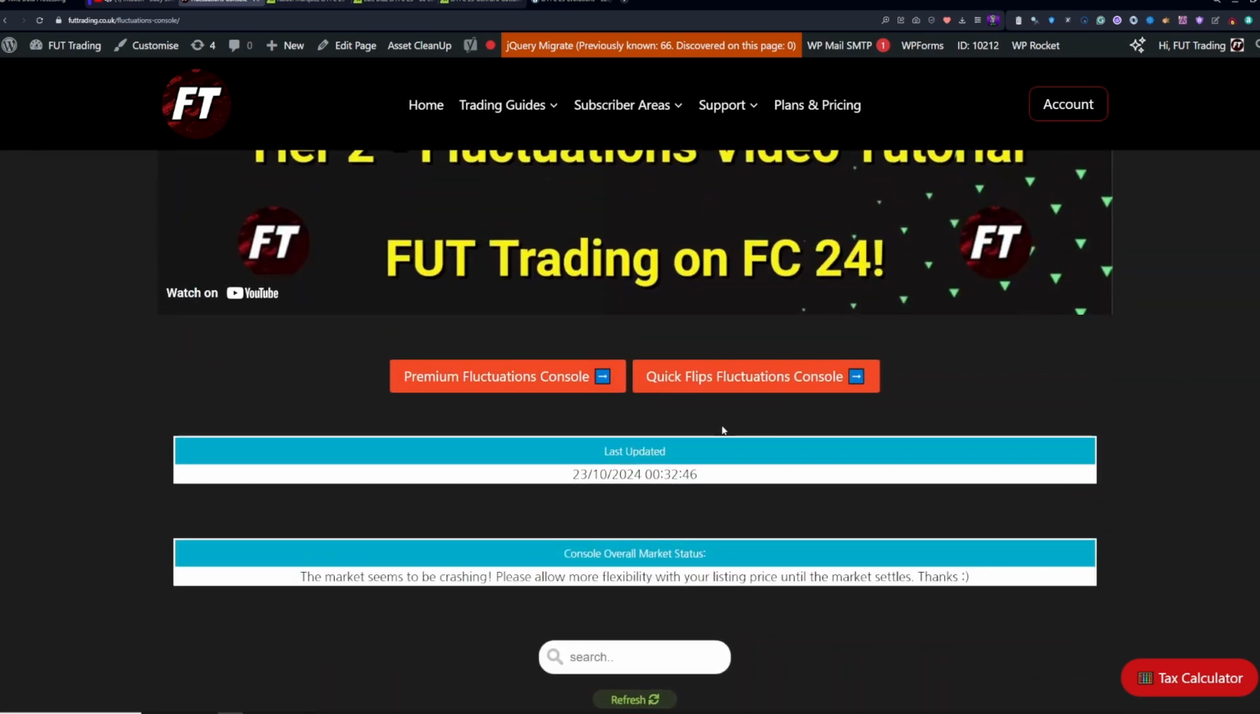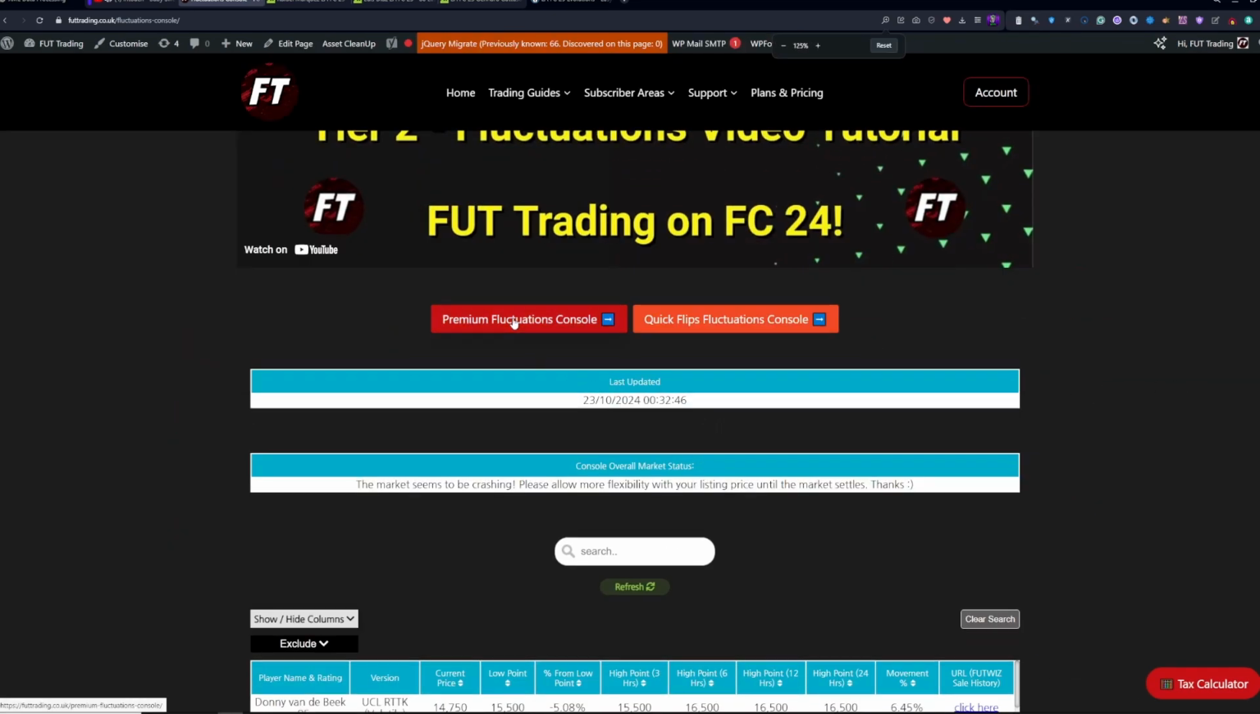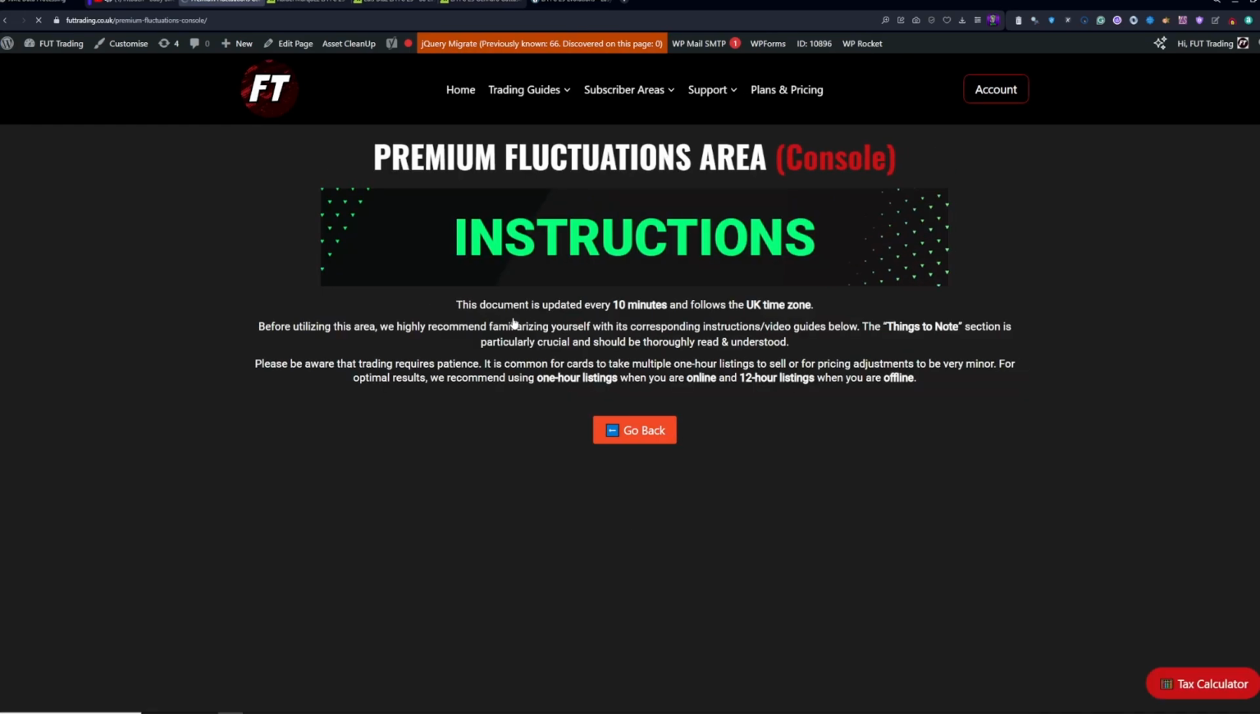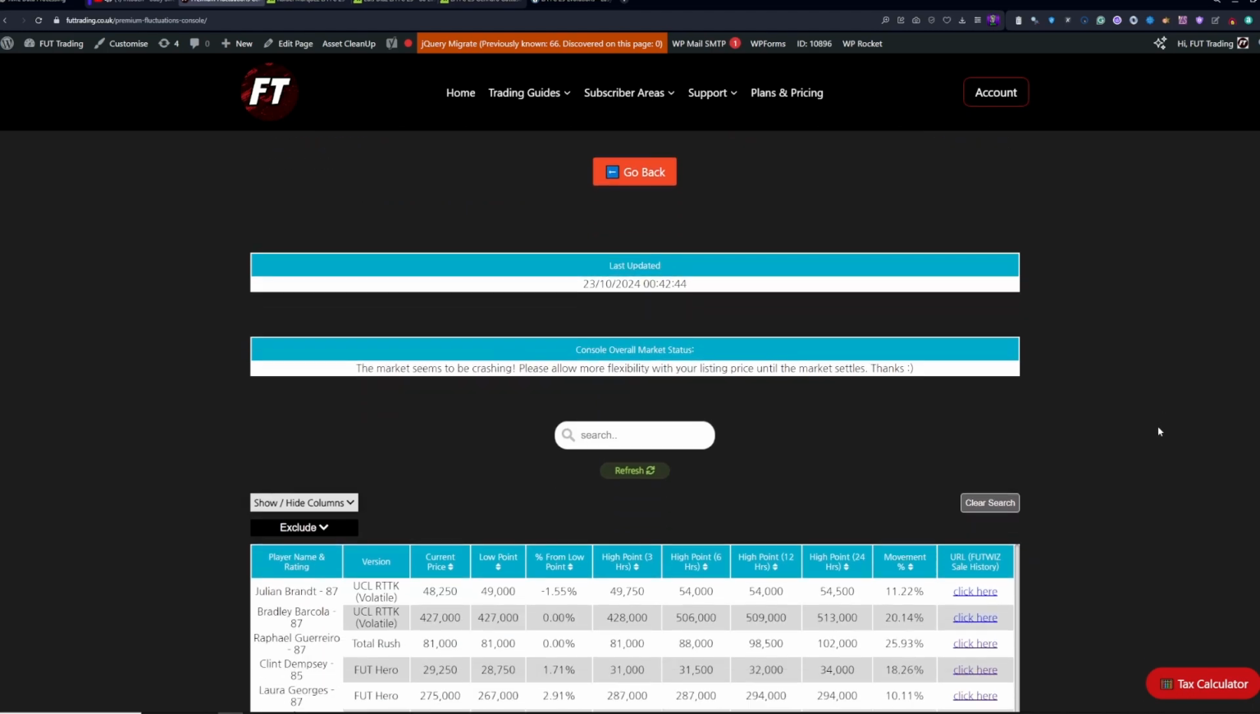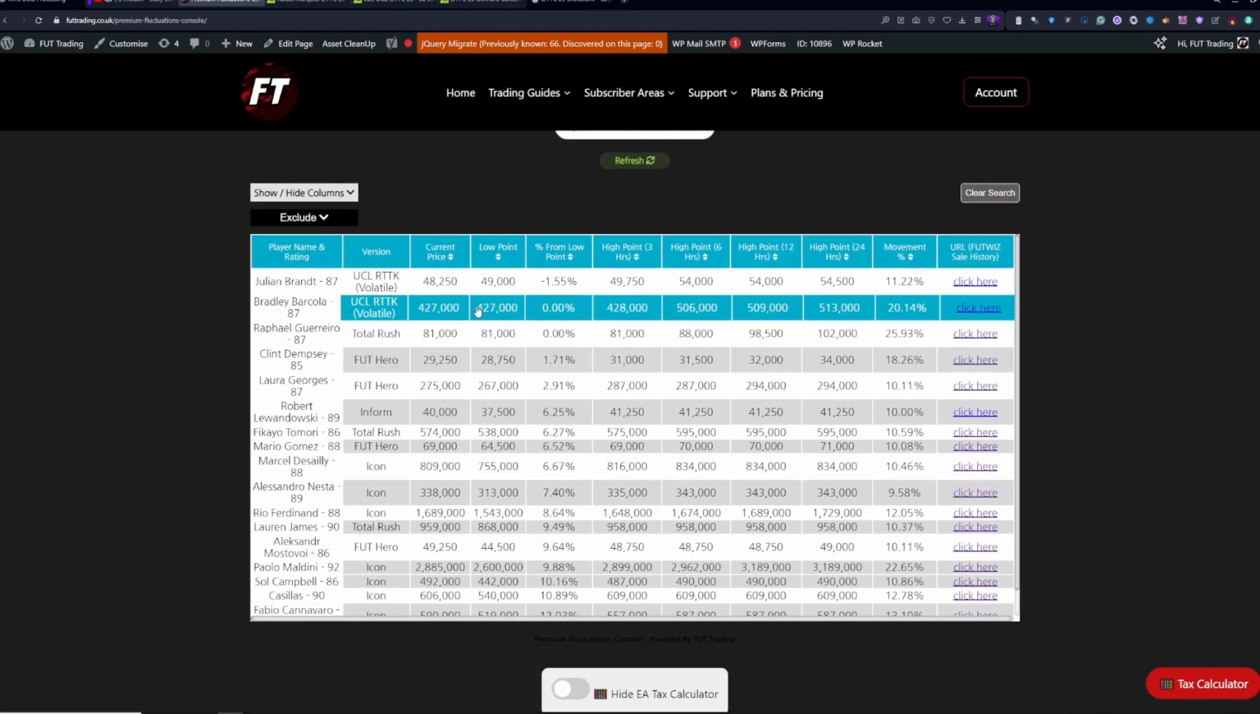Now with the premium fluctuation page, the difference between this page and the base page is this page is filtered out to show you cards that move larger amounts in real time, okay?